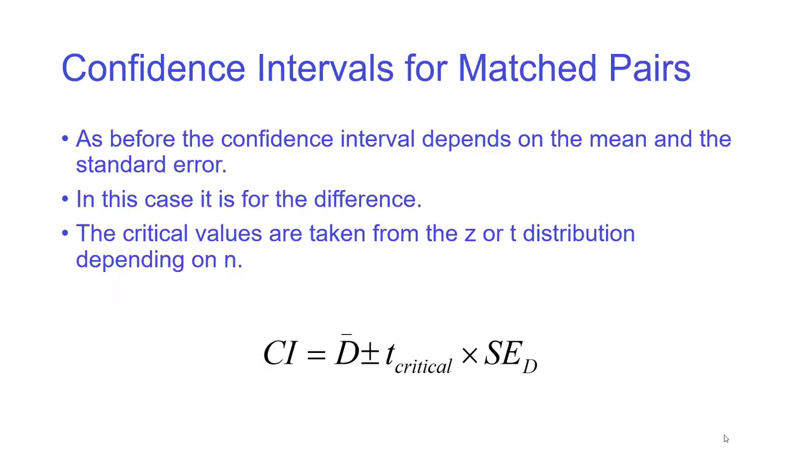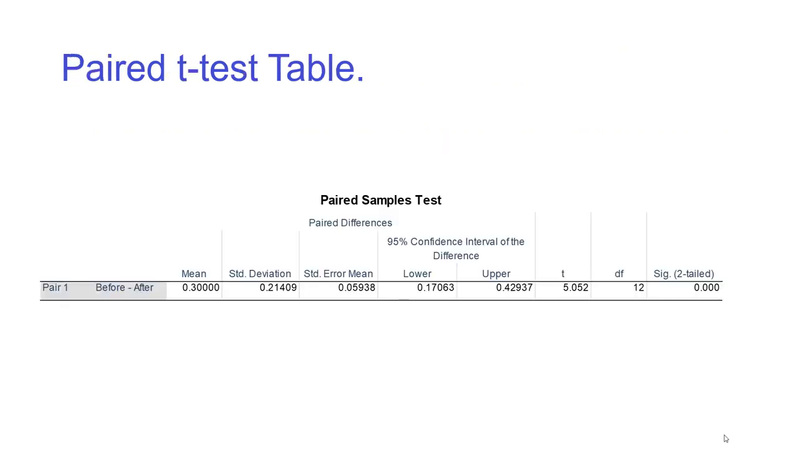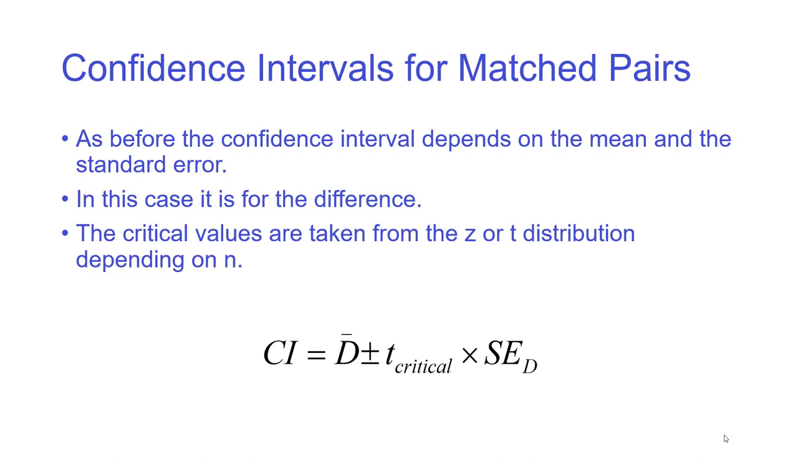To calculate confidence intervals, they depend on the mean and the standard error, so the confidence interval for the difference is the mean difference plus or minus some t critical value, depending on the level of confidence you want for your confidence interval, times the standard error of the difference. But SPSS calculates it for you, so you don't need to do it. This is just for completeness, so you know how SPSS actually calculated it.